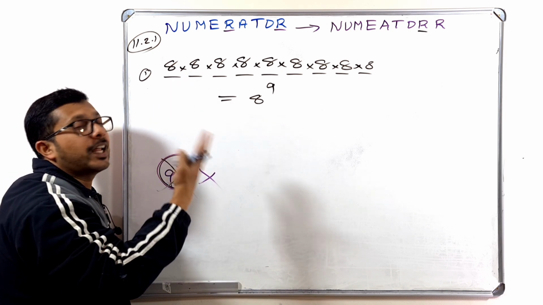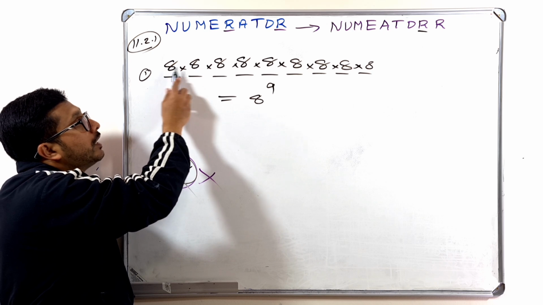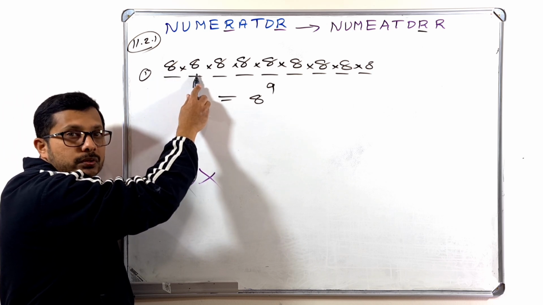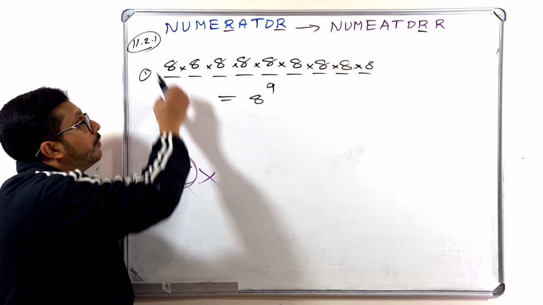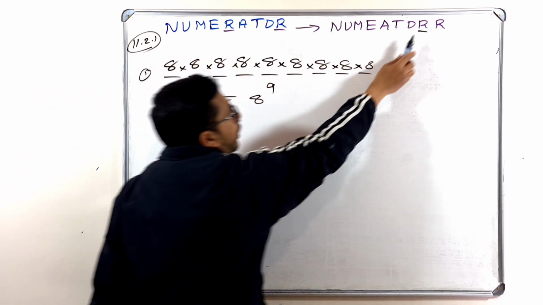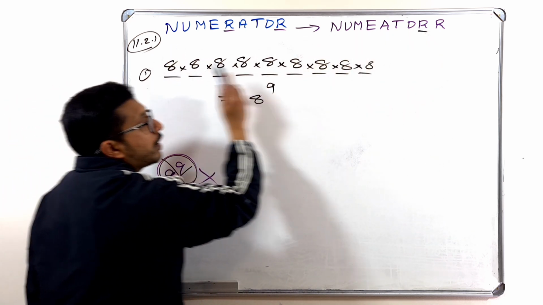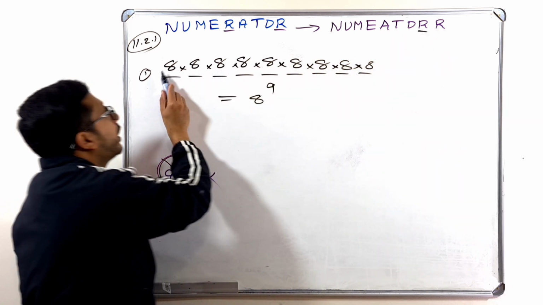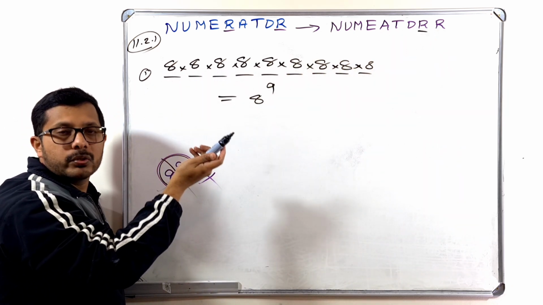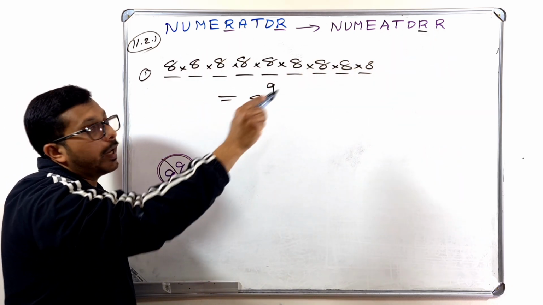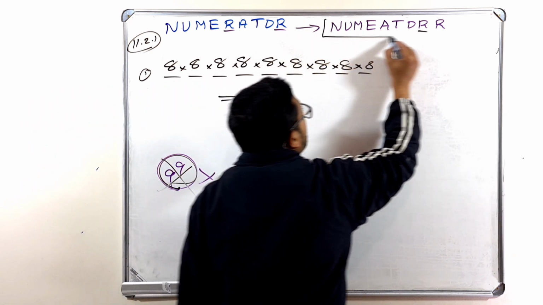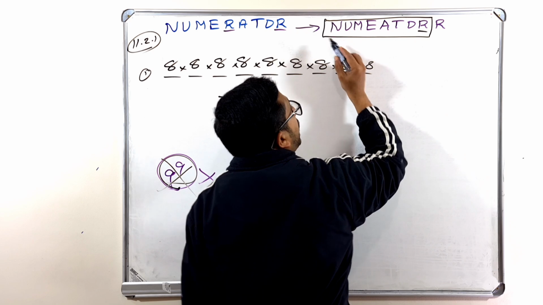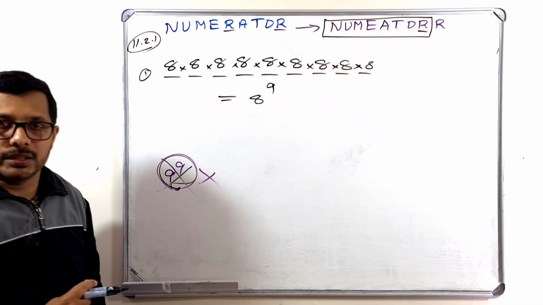Repetition of the letters is allowed means that if R is here, then R can be here also. That is the meaning of repetition. You understand? So once you put R here, what is the point of putting the same R again here? It's the same thing. So even though there are 9 letters, how many distinct letters are there? Only 8 distinct letters are there.